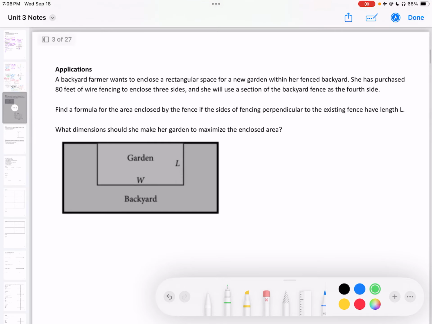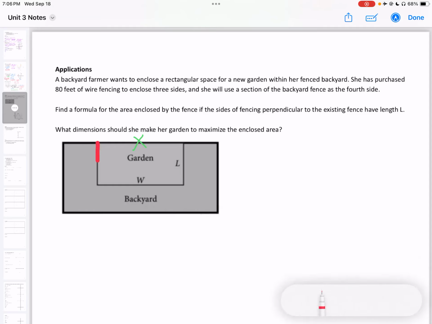Next up, we have an application problem. A backyard farmer wants to enclose a rectangular space for a new garden in her fenced backyard. She purchased 80 feet of wire fencing to enclose 3 sides. She's going to use a section of the backyard fence as the 4th side. So there's not going to be a fence here. There is going to be a fence here, here, and here.